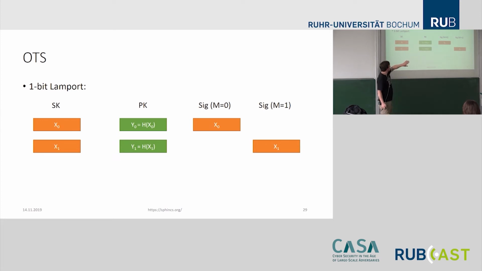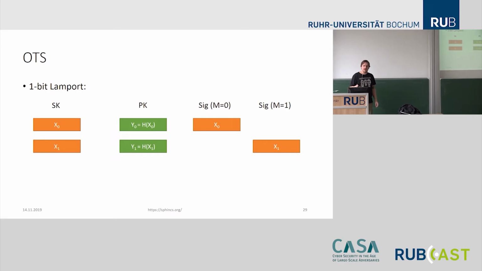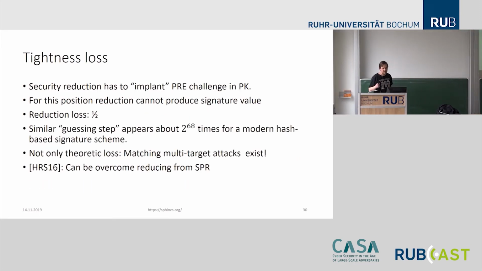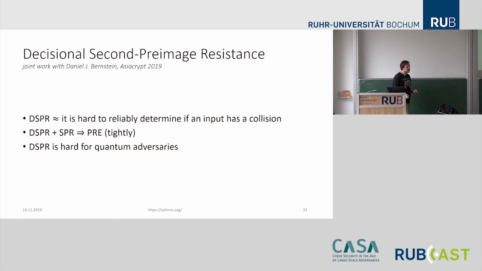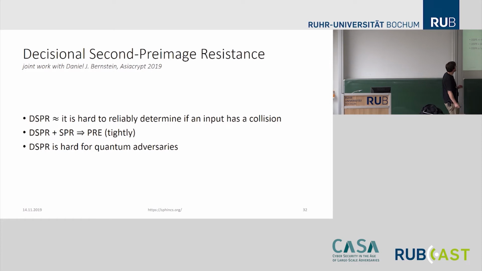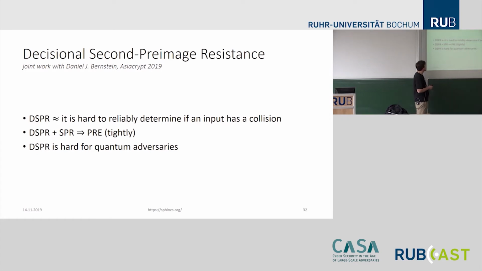So if we could actually get this reasoning working, then we wouldn't have to abort in any case, and we would always have our reduction work. The problem is that there are cases for functions where this doesn't work, and so this is essentially what I said before. The cases where it works is when what we call decisional second-preimage resistance is hard.